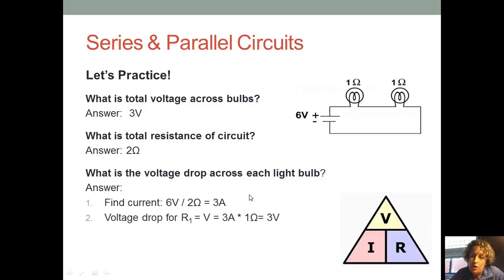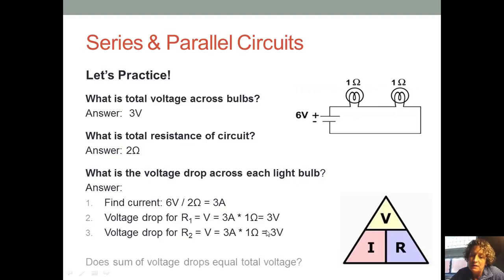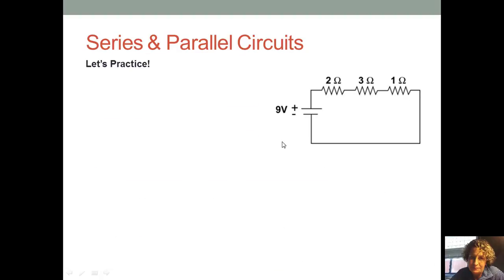The voltage drop for R1 is 3 amps times 1 ohm of resistance gives us 3 volts. The voltage drop for R2 is the same because we have 1 ohm of resistance. So we've got 3 amps, we're going to multiply it by 1 ohm, and that gives us 3 volts. Let's check ourselves. 3 volts plus 3 volts gives us a total of 6 volts.